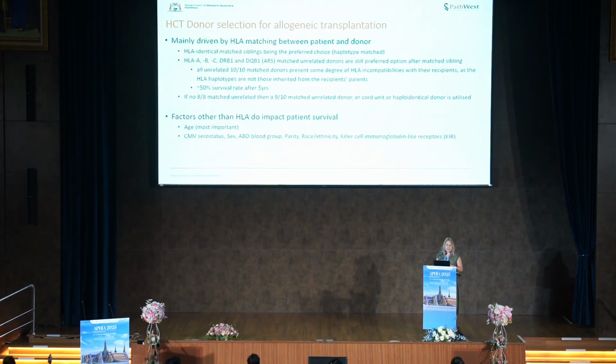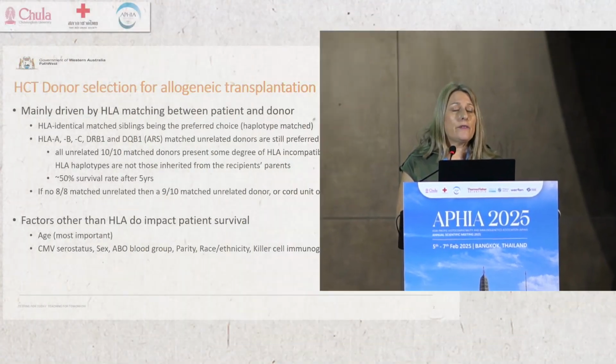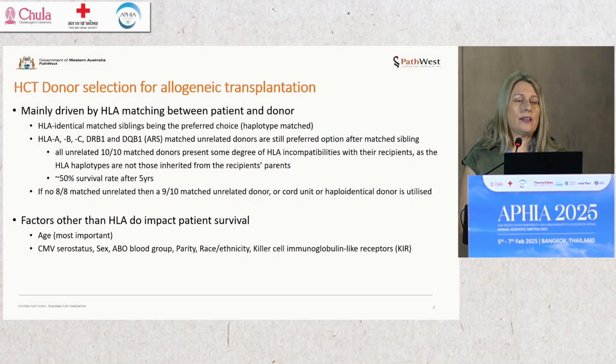Okay, so donor selection is mainly driven around HLA matching between a patient and a donor. So at the moment, the HLA identical matched sibling is the preferred donor. These donors are haplotype matched. If we don't have a sibling donor, then HLA-A, B, C, DRB1 and DQB1 matched unrelated donors are still the preferred option after the matched sibling.